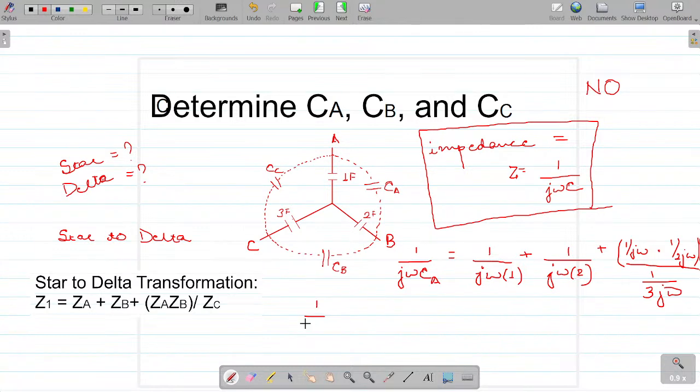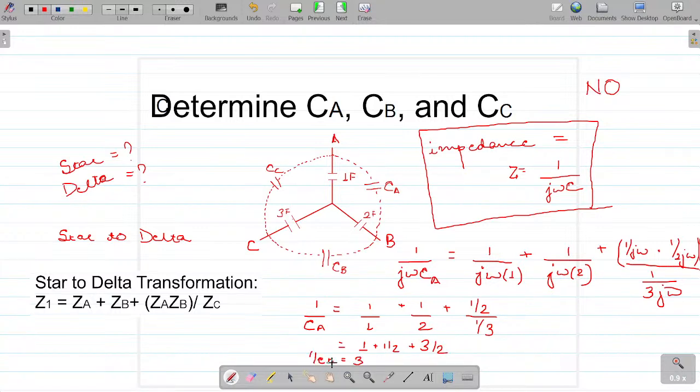Solve it for yourself and you will realize what I am saying is true. I can rewrite this to be 1 upon 1 by Ca, 1 upon 1 plus 1 upon 2 plus 1 by 2 upon 1 by 3, right? So this will become 1 plus 1 by 2 plus 3 by 2, which equals 3.